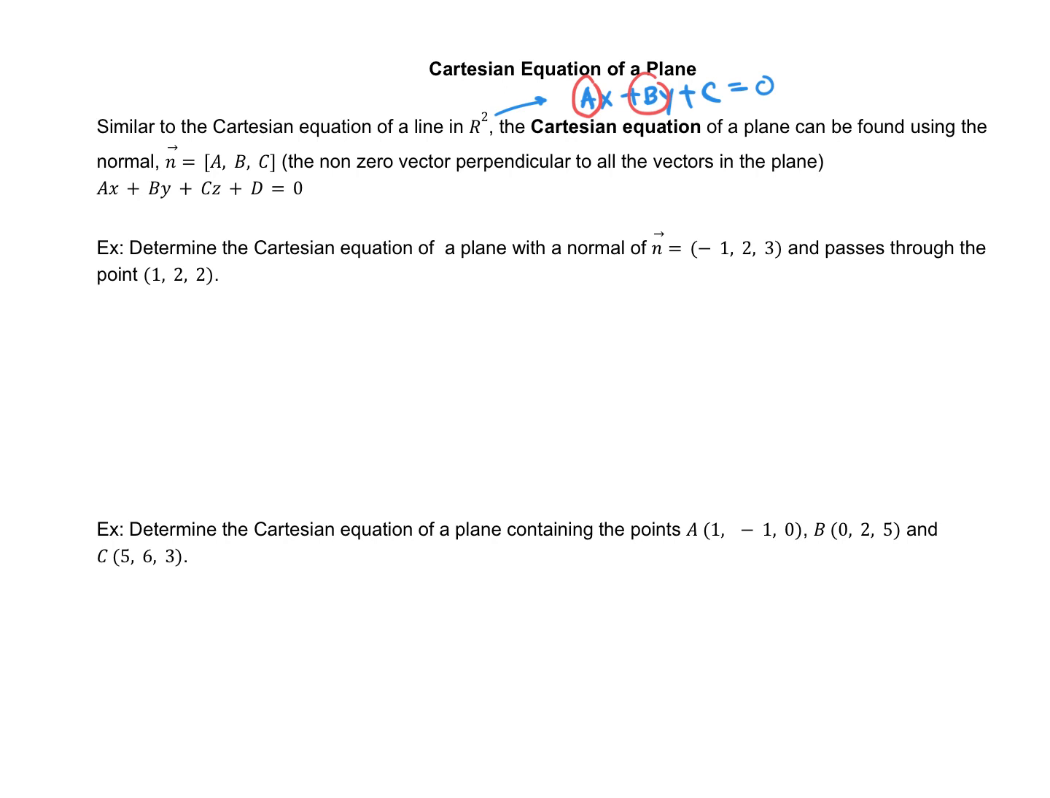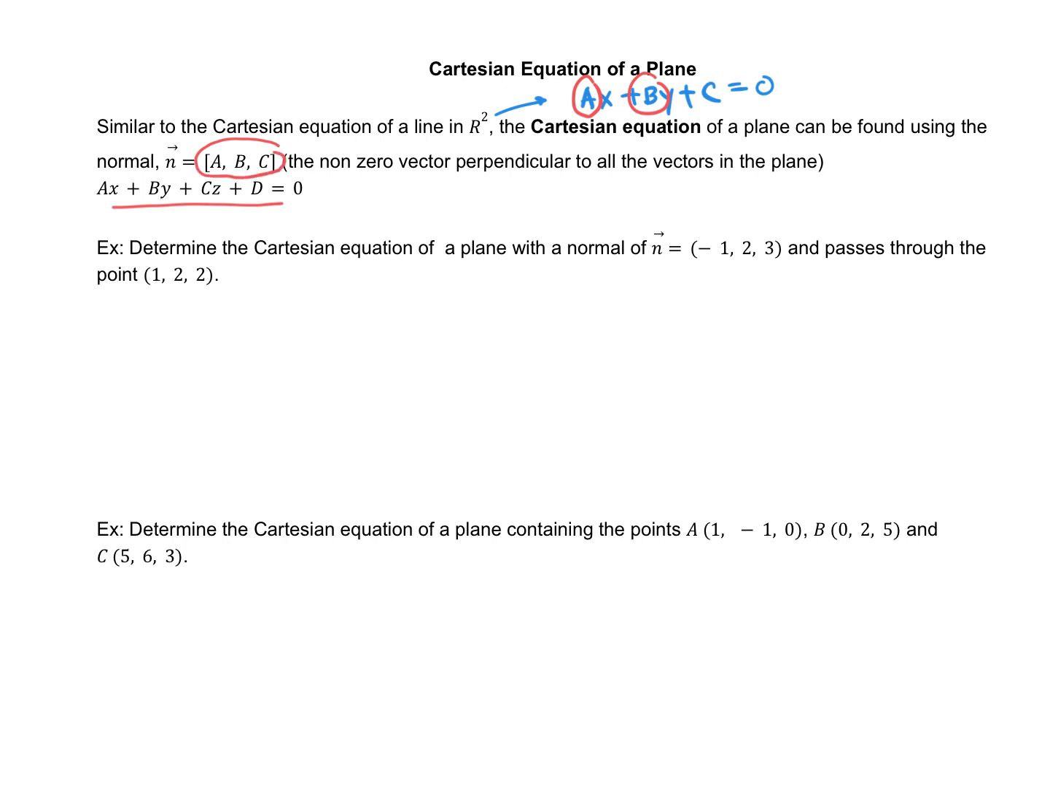Likewise, in three-dimensional space, we have a Cartesian equation of a plane, and that is ax plus by plus cz plus d equals 0, and this time the coefficients of x, y, and z represent the normal, and this is the vector that is perpendicular to all vectors on that plane. And the normal is vector ABC.